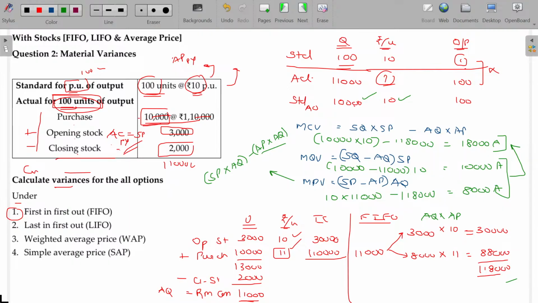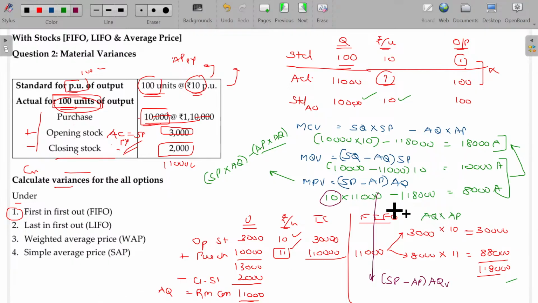So this last price variance is slightly different here because we have two prices. You can multiply AQ within so that you will get the answer easily. Clear? Otherwise, the shortcut is there. The shortcut in this case is nothing but standard price minus actual price into actual quantity meant for variances.